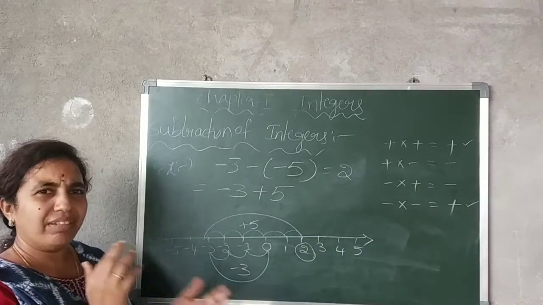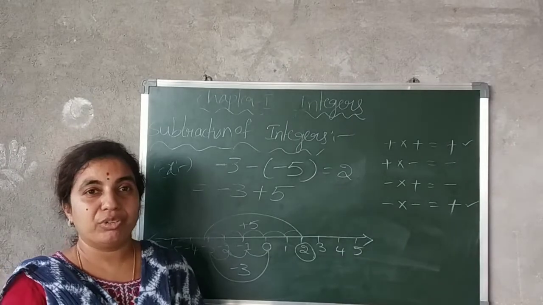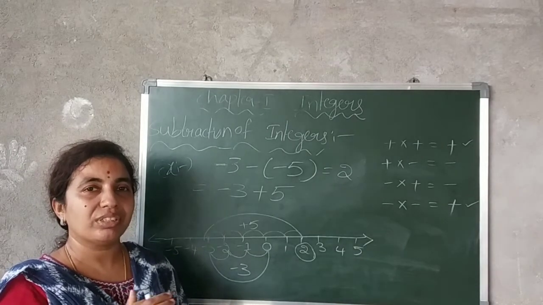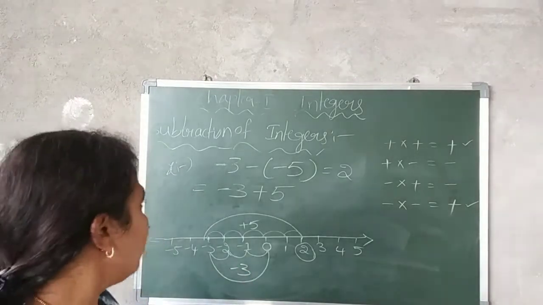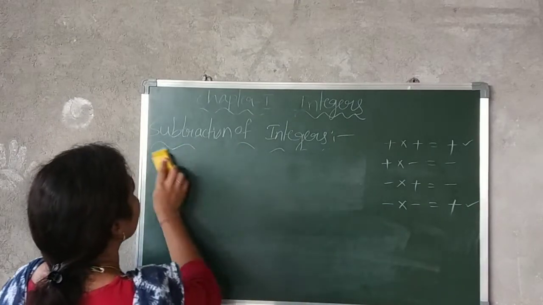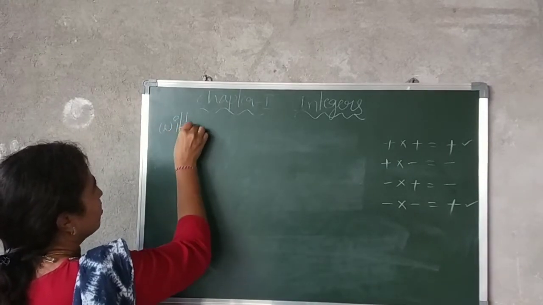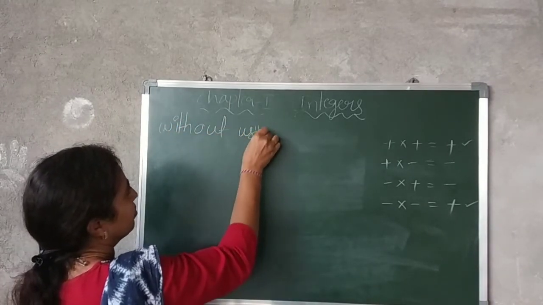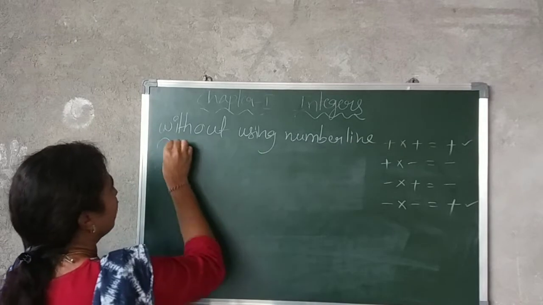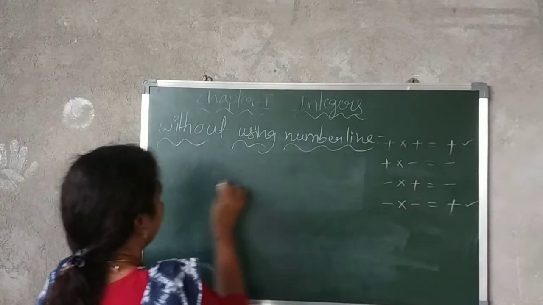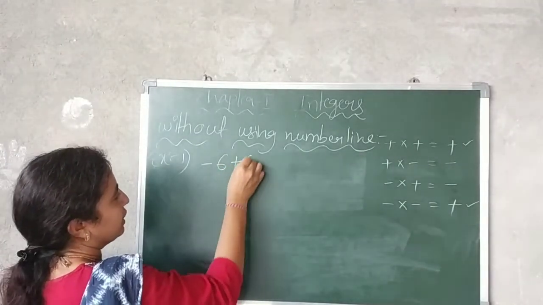Okay, so this you have learned in whole numbers and integers also in 6th class, all using the number line. Now how to solve addition or subtraction of integers without using number line? That we'll learn now. Without using number line. So example, first one: minus 6 plus half minus 9.